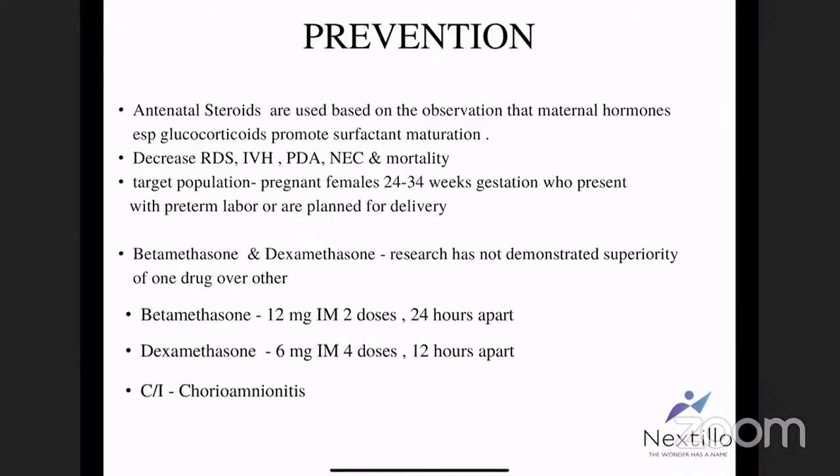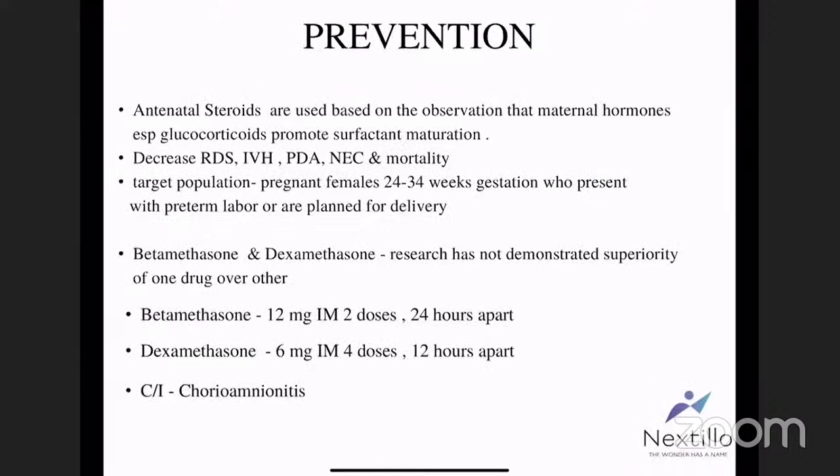Betamethasone dose is 12 mg intramuscular, IM, 2 doses 24 hours apart, and dexamethasone the dose is 6 mg intramuscular, 4 doses 12 hours apart. And the only contraindication for this antenatal steroid use is chorioamnionitis. It is the contraindication. So this was all about the hyaline membrane disease.